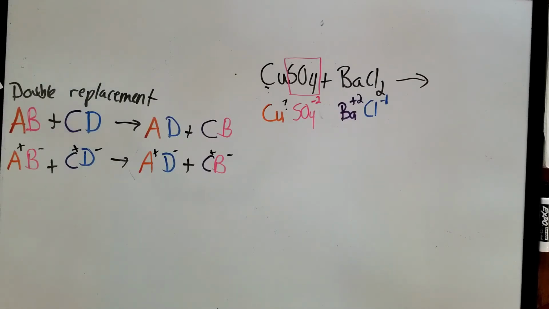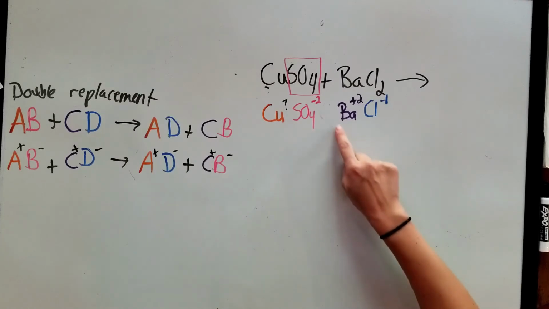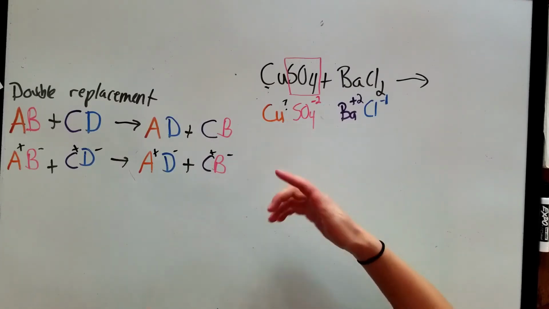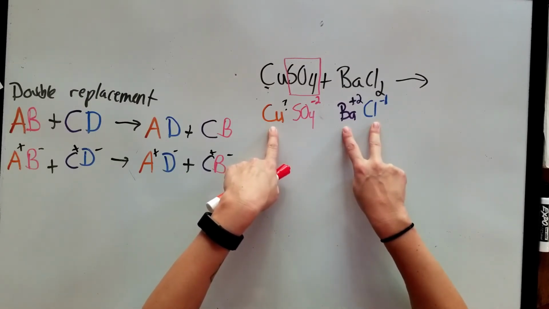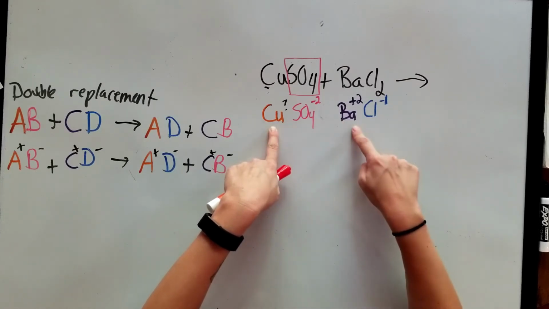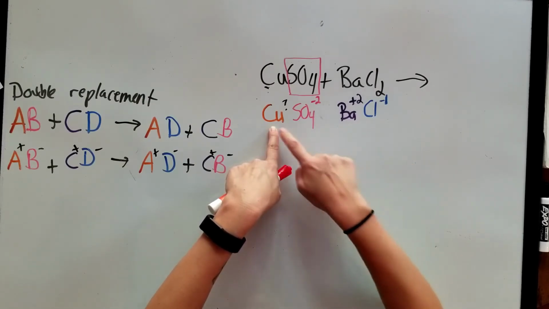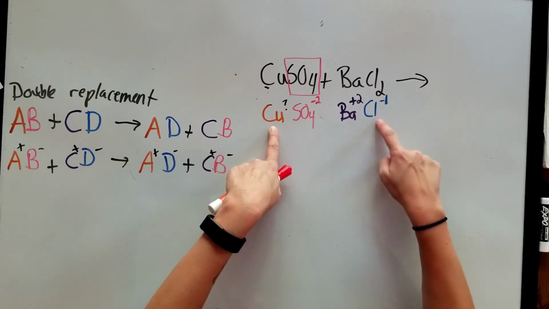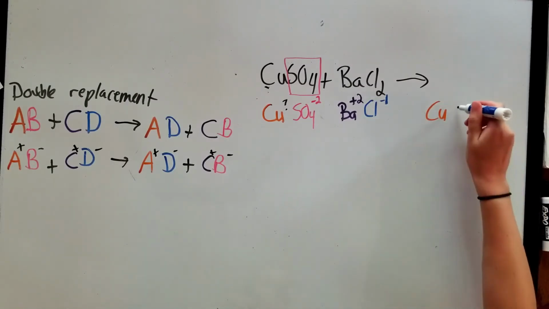So we need to switch partners. Who's switching with who? Well, in the end, we always want, for a compound, for a positive and a negative to be together. So copper is positive. We don't know positive what yet. But instead of being with sulfate on the product side, it's going to be with either barium or chlorine. Can copper be with barium? Will that make a good compound? It will not, because they're both positively charged. Positive charges don't like each other. So copper is going to take the place of barium and be with chlorine on the product side. Okay, so we're going to have copper, and we're going to figure out the charge on it in a minute, with chlorine.